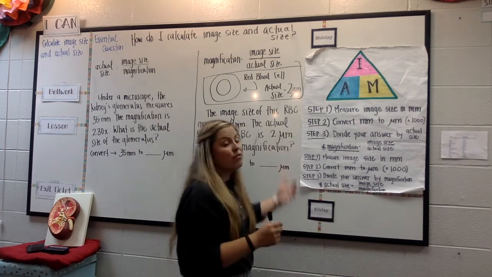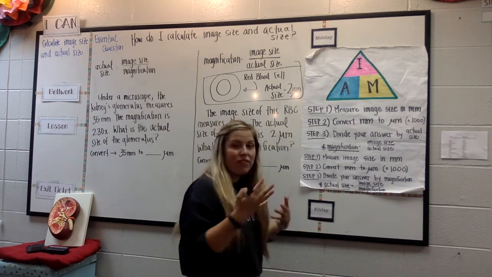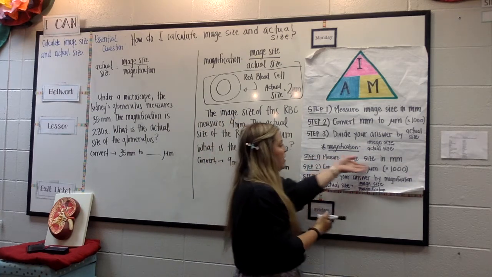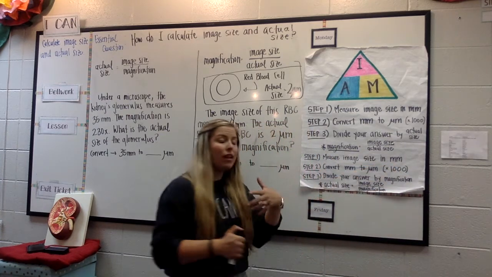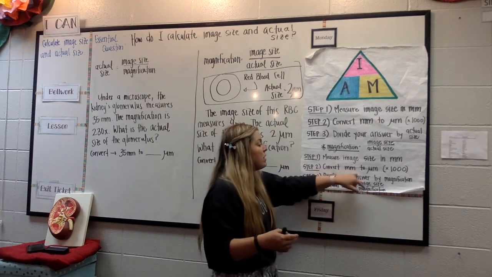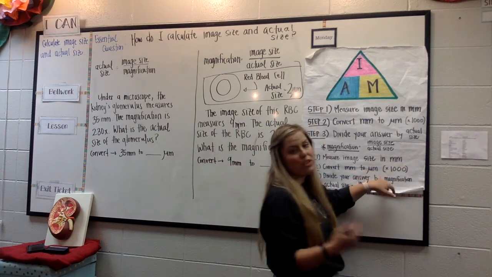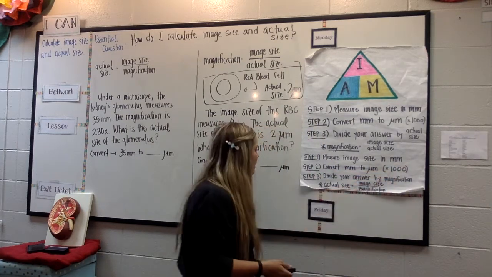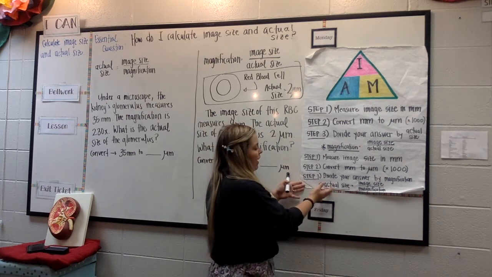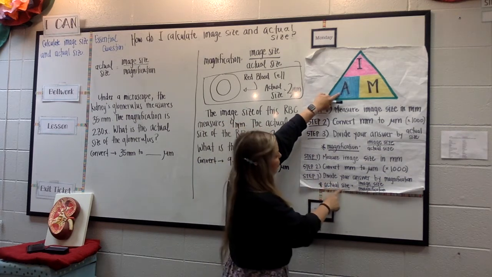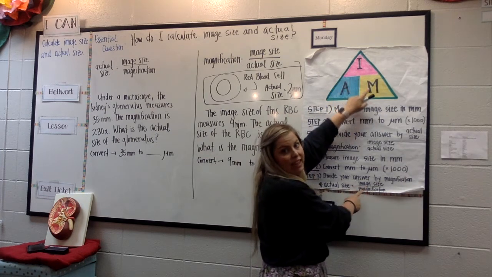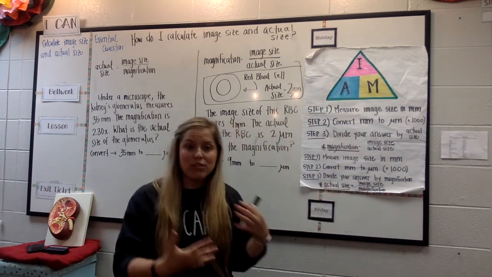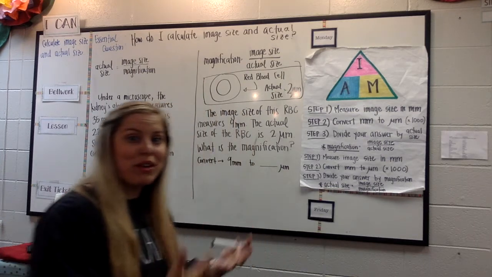Now, if we are looking for actual size, which will be fairly common, we will measure the image size, or they will give us the image size in a millimeter size. We must convert millimeters to micrometers, and to do this, we just simply multiply times 1,000, and then we will solve for actual size. So if we're using our triangle, actual size equals image size divided by magnification. So that's just a simple way to use this formula to be able to understand these problems.